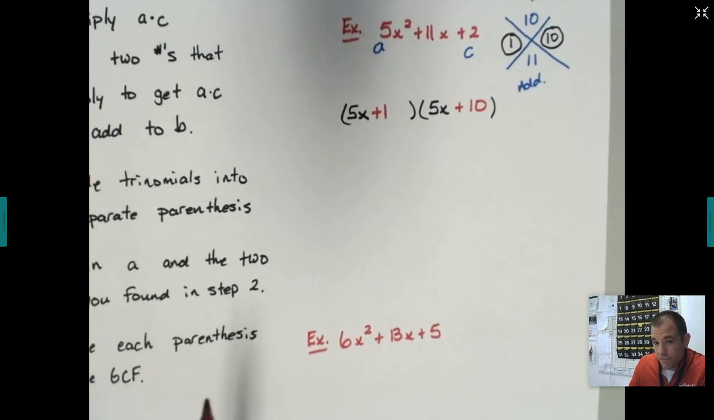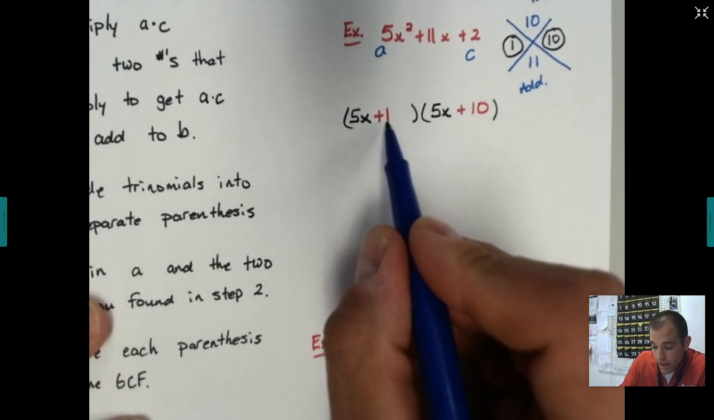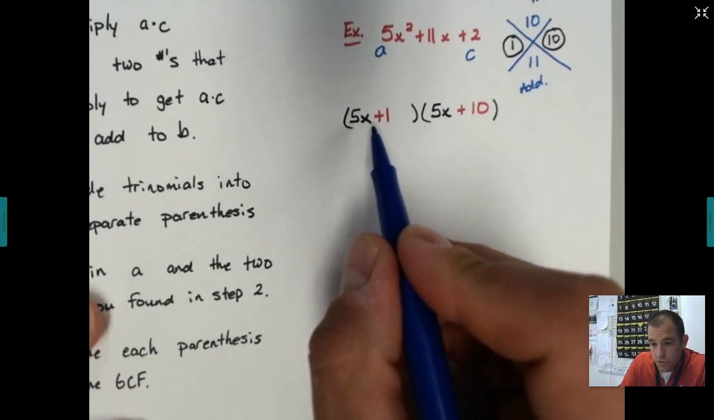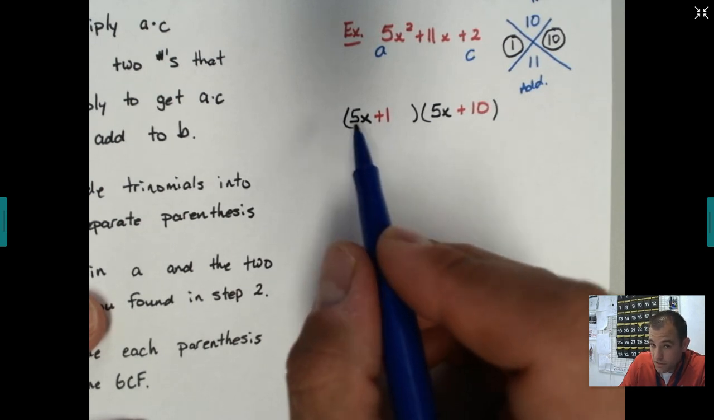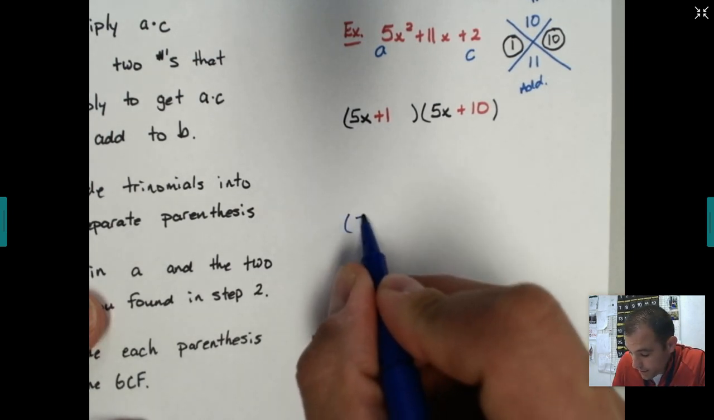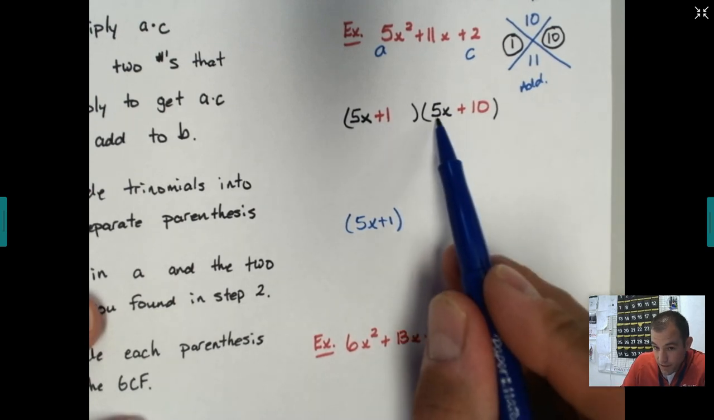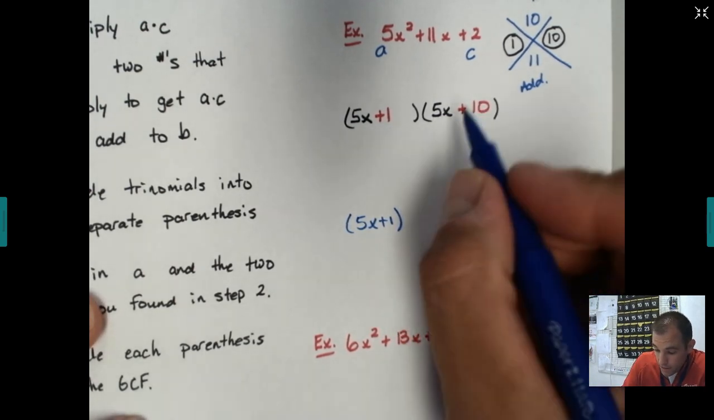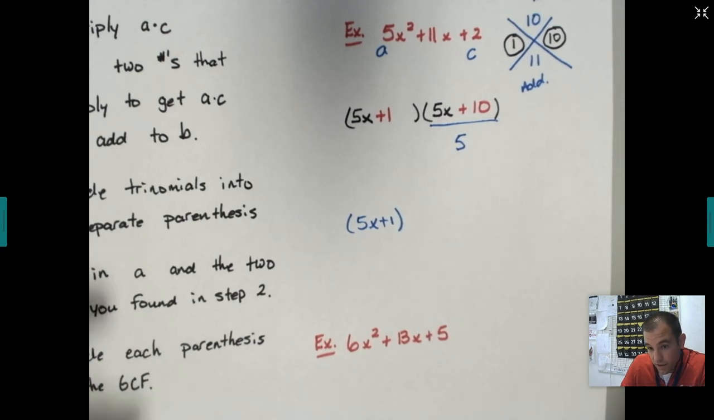So now that you have this, look at each one of these and see if you can divide them by something. Like, do 5x and 1 have something in common? If you try to think of a number that goes into 5x and 1, you should hopefully get stuck because there's nothing. So they don't have anything in common. So that one's going to stay exactly the same. 5x plus 1 because there's nothing I can do. But this one, right, I could divide both of those by 5 because they have a 5 in common.